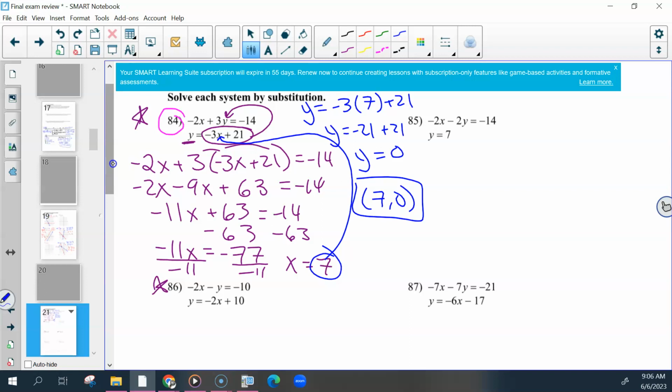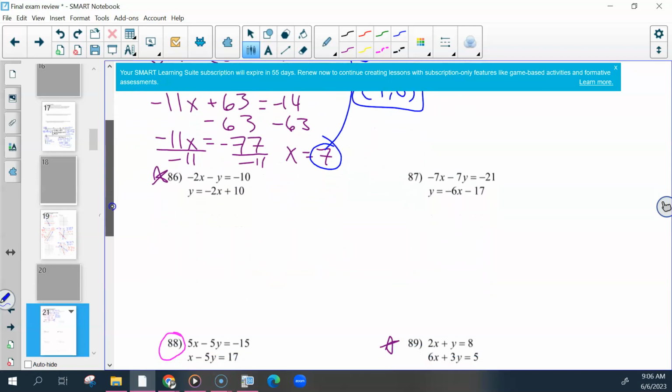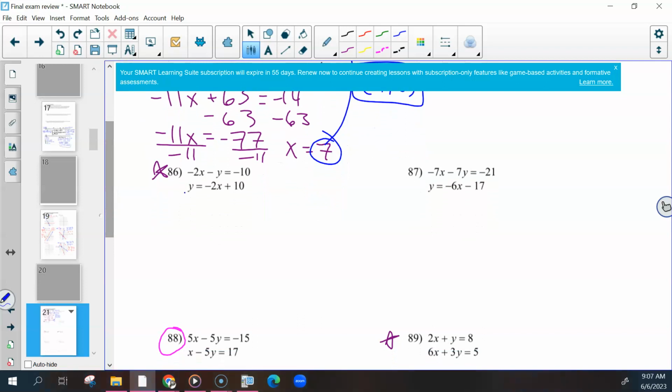So then 86 is the same way. We have an equation that's solved for y already, so we're going to take the equation and put it into the other y. Negative 2x minus, in parentheses, negative 2x plus 10 equals negative 10. When you distribute, you're only distributing the negative.